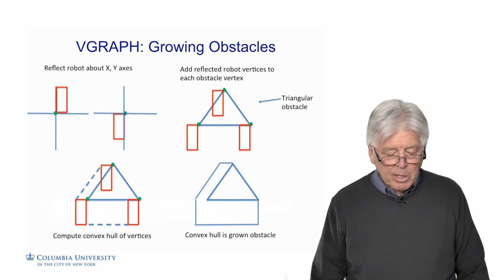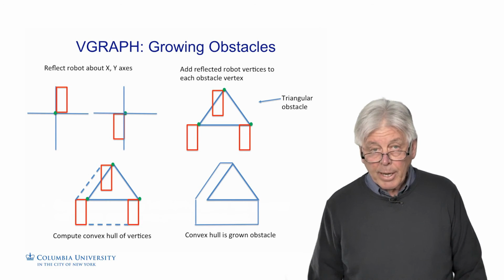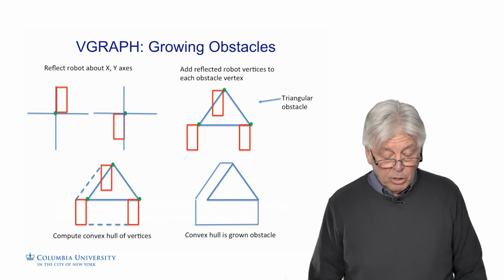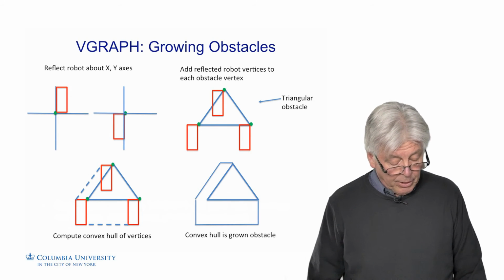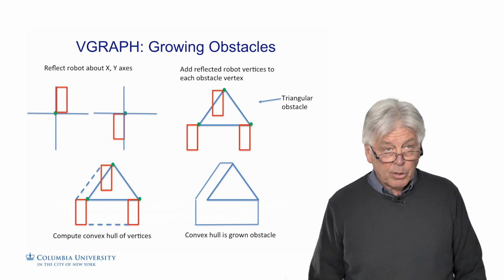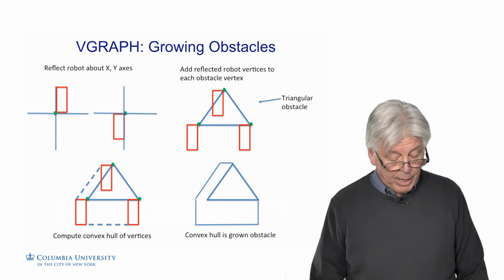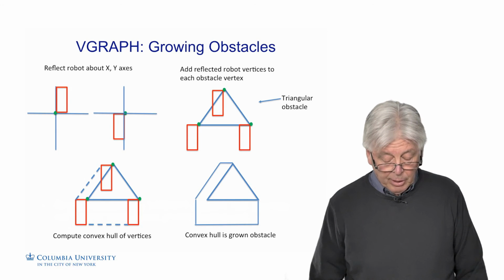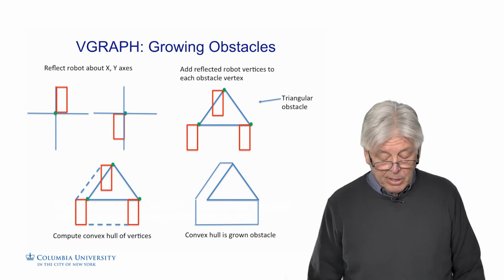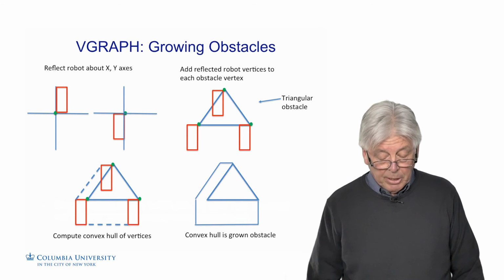And then what we do is we simply place the inverse object at every vertex on the obstacle. So here we have a triangular obstacle. And once we do that, if you go to the lower left, you'll see we can create a convex hull of the vertices created by adding these inverse objects to the triangle obstacle. And then if you look at the lower left, you'll see that the convex hull is exactly the grown obstacle which we need, which will allow me to be safe.